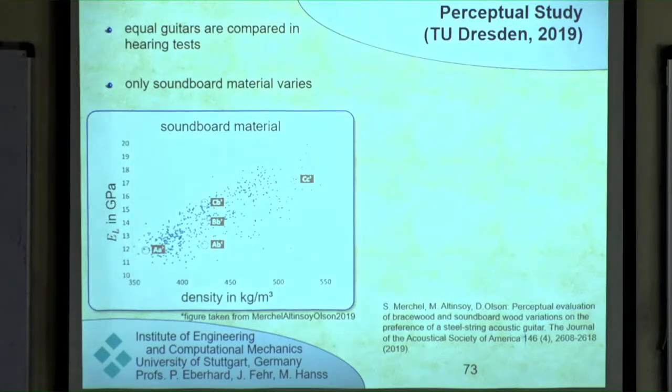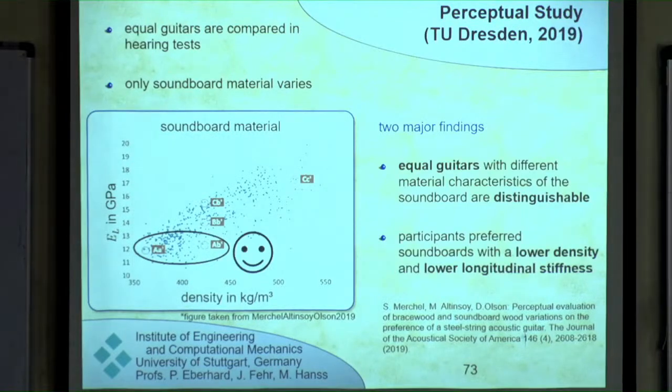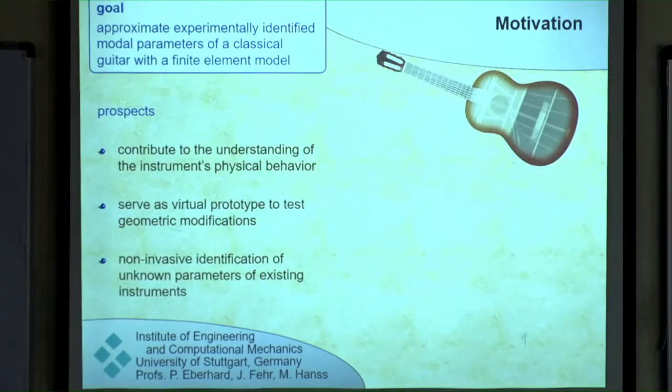And there was a big investigation a few years ago where different materials were compared. And so it was very clear, just for the soundboard, this is the material on top of the guitar, below the strings. Usually people, or musicians, preferred a lower density and lower longitudinal stiffness. So this was quite clear. They were happier with these kinds of designs. Although from the geometry, these instruments cannot be distinguished. Now the problem comes, you usually cannot see inside this kind of instruments. You can only see them from outside, you do not really know what is inside. But you need the inside information to make a computer model of it.